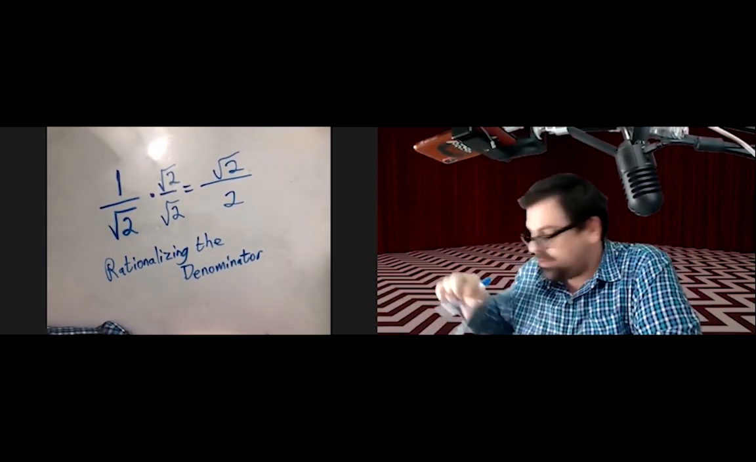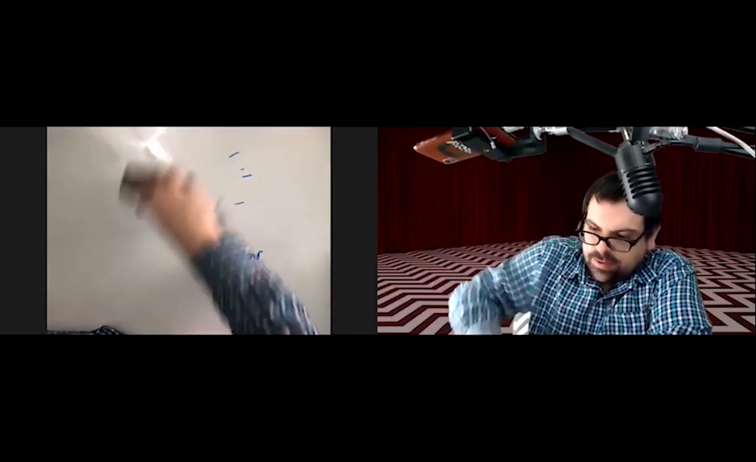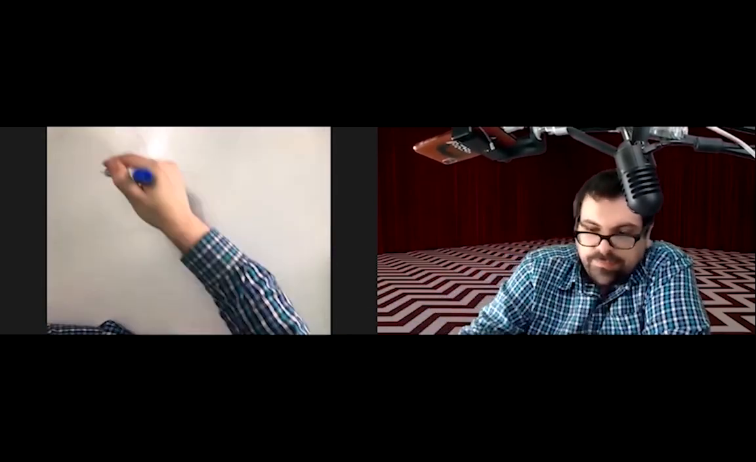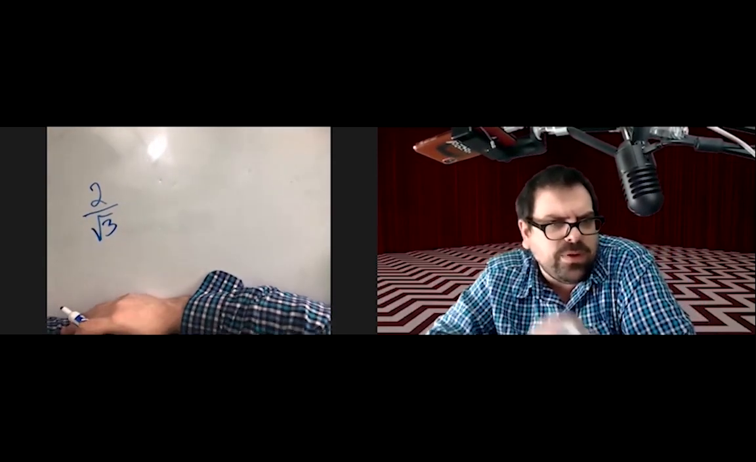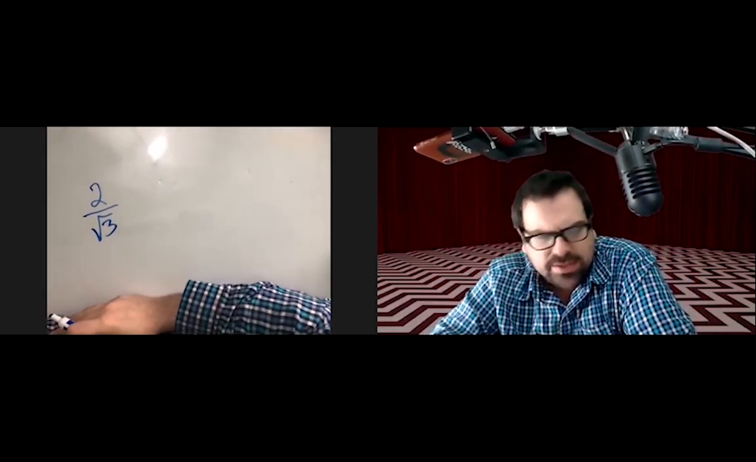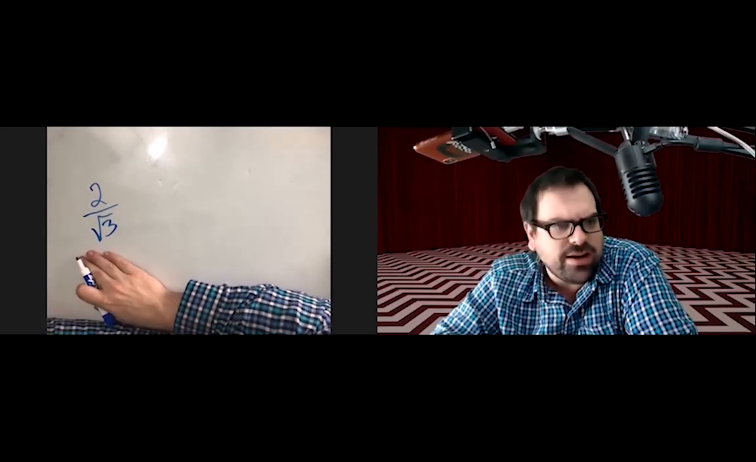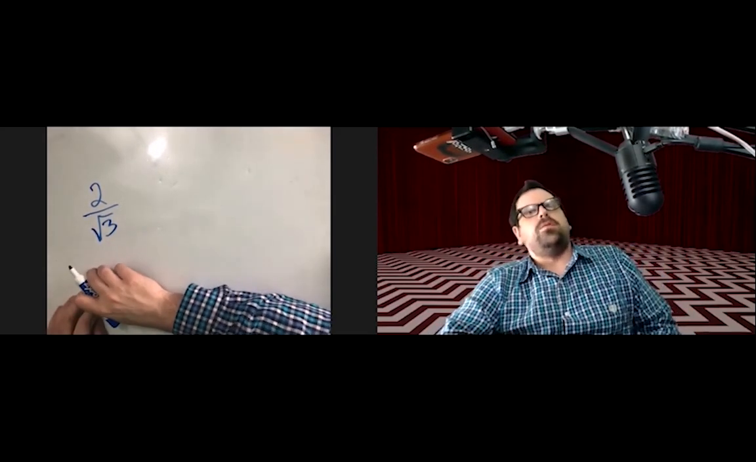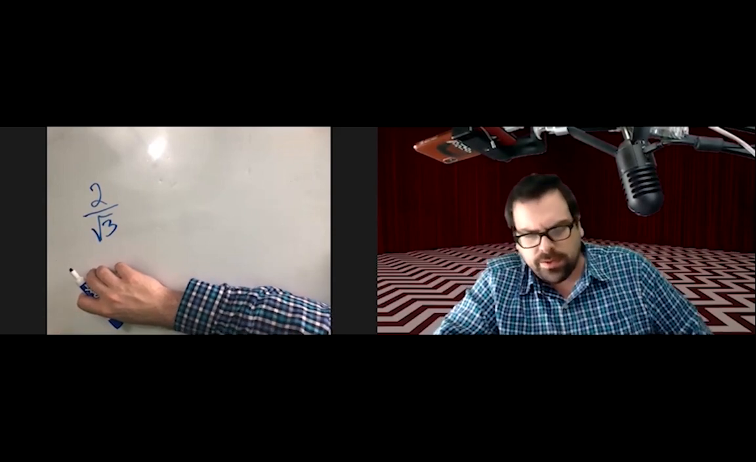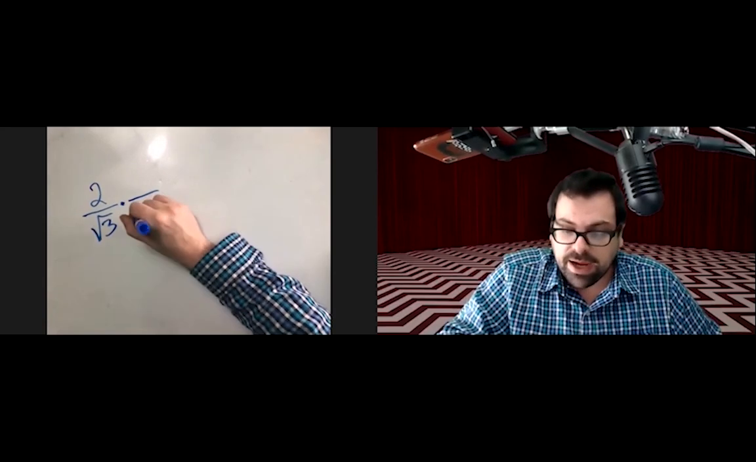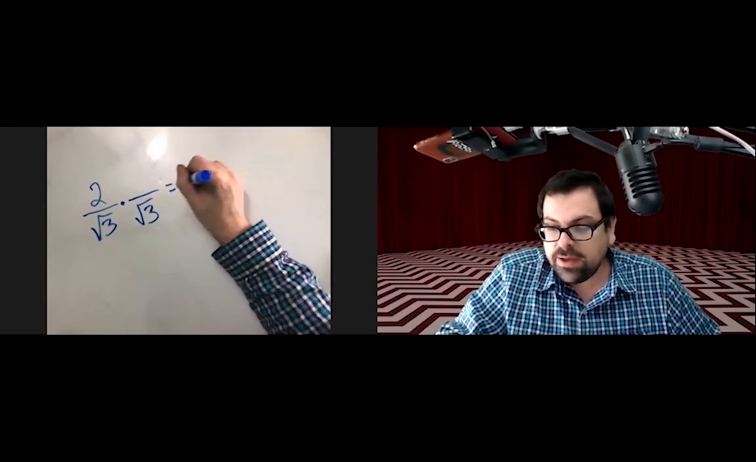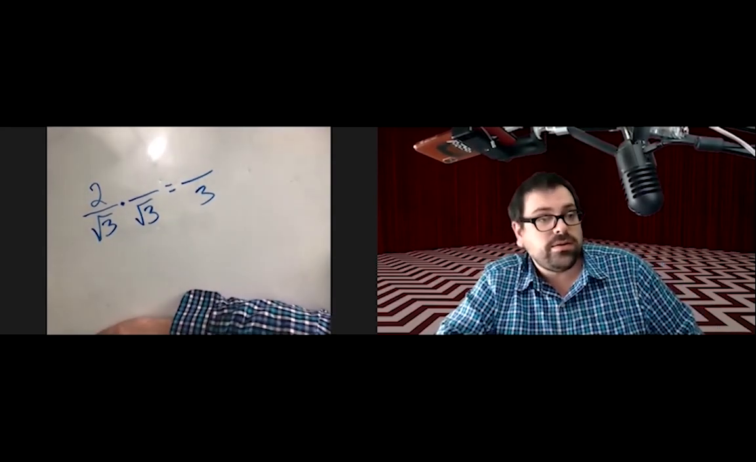Let's do another. If we have 2 over radical 3, that's bad. We want to rationalize the denominator. We don't want to write our final answers with radicals in the bottom. Well, this is a square root of 3. If we multiply by another square root of 3, that'll just leave us with 3.